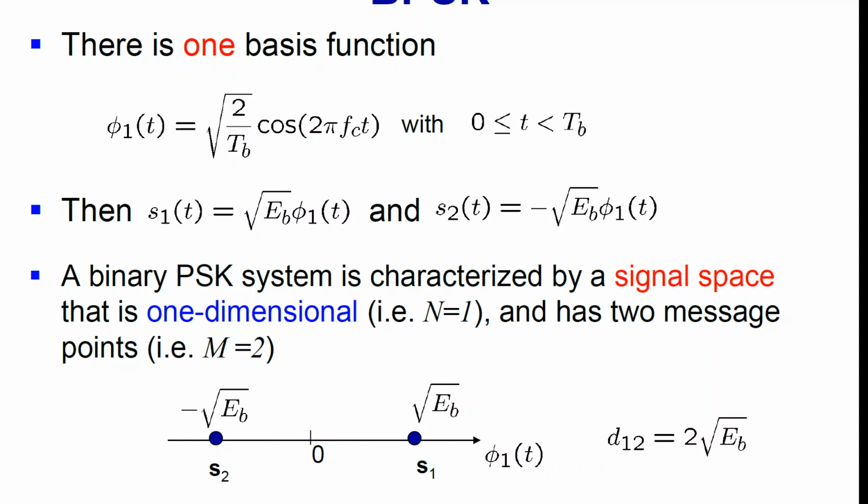So a line is defined using phi 1 of t. And then we will represent these two points S1 of t and S2 of t as the projection of S1 of t on phi 1 of t. So it is the point root EB, and S2 of t is the point minus root EB. The distance between these two points, d12, is 2 root EB. So this is the constellation diagram for a BPSK system.